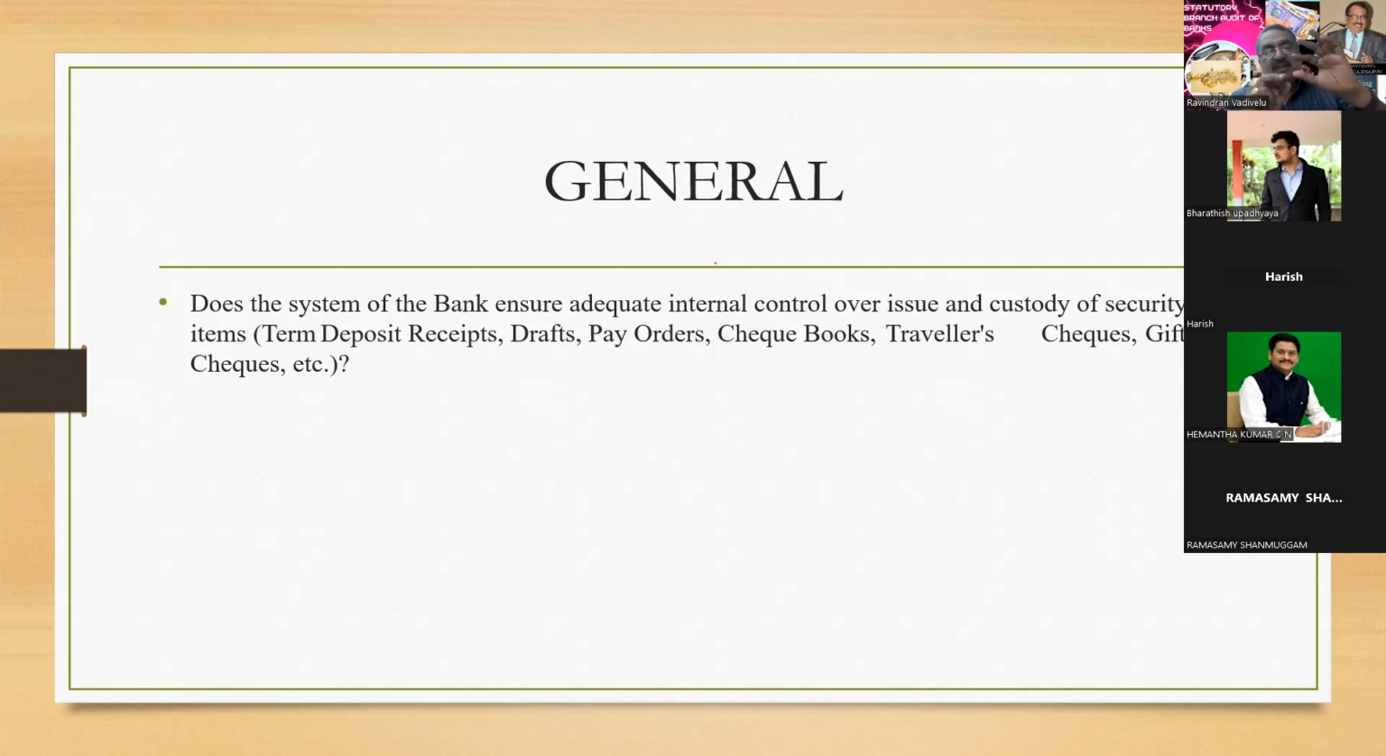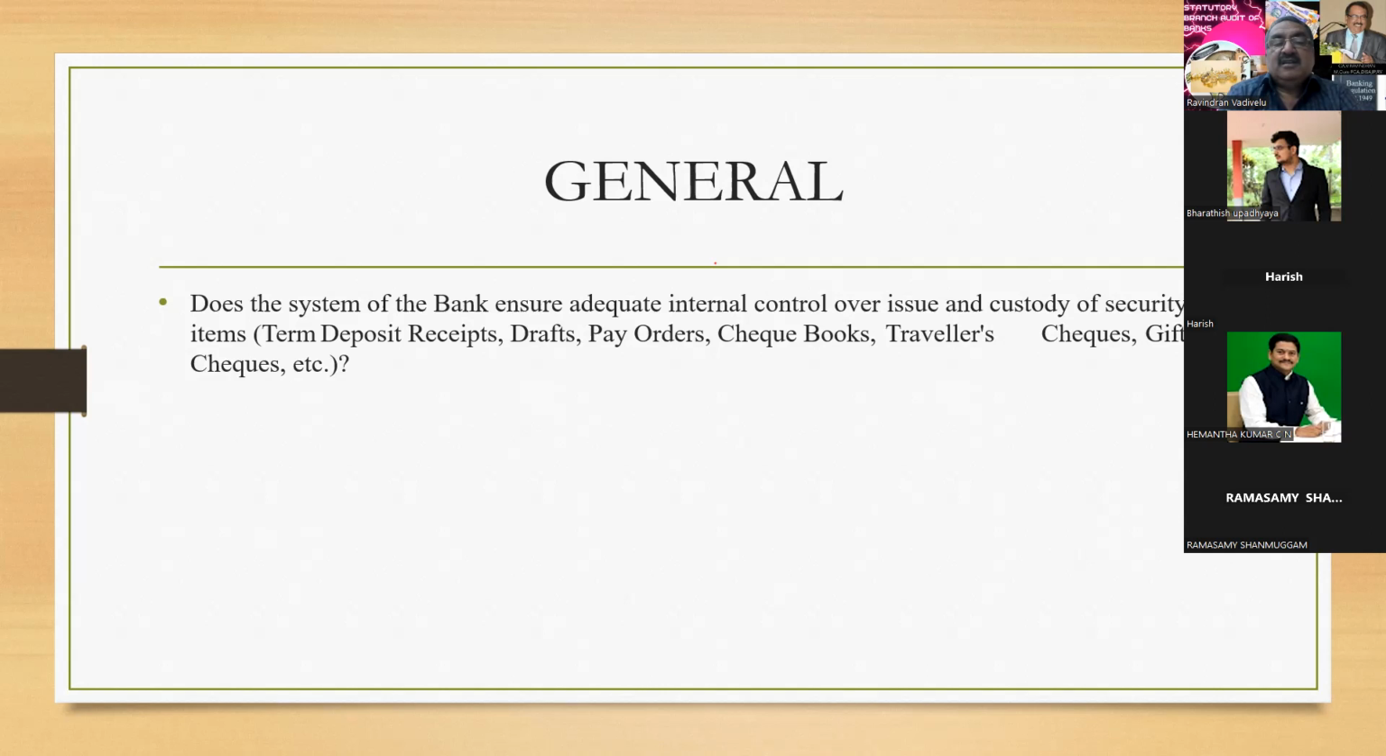Then I took that DD bundle, the DD book, and when I turned the pages, I found that one leaf was missing. That means somebody had taken the DD leaf and issued the DD. When we probed, I sat with the manager, and he sent a message to the head office to find out where this DD had been encashed.